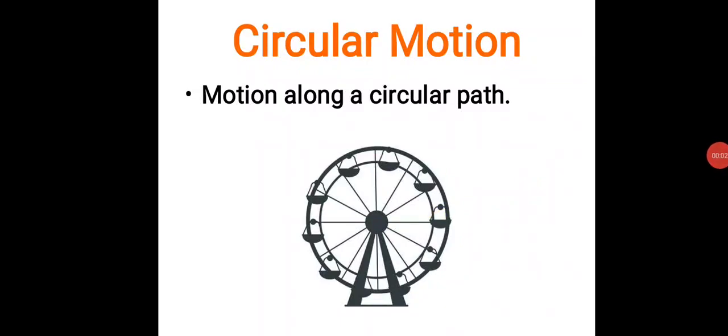They are moving also, but their movement is in a straight line. That we call linear motion. Next we have circular motion. What is circular motion? Any object which is moving in a circular path. One good example is a giant wheel. It will always rotate in a circular path. That is an example you can give for circular motion. Or a fan rotating in a circular path is also circular motion.